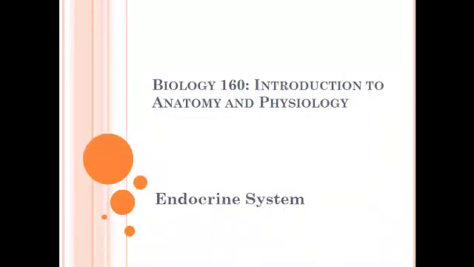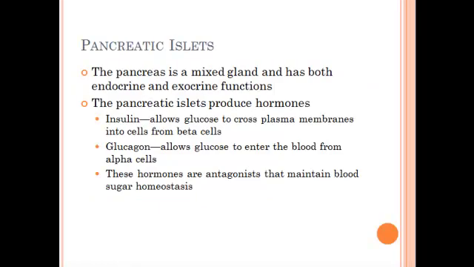On this last section in Biology 160, Introduction to Anatomy and Physiology in the Endocrine System, we're going to be talking about the pancreas and the hormones that are produced by the pancreas. The pancreas is an interesting organ because it is both an endocrine organ and an exocrine organ, and you see this with a few organs in the body.